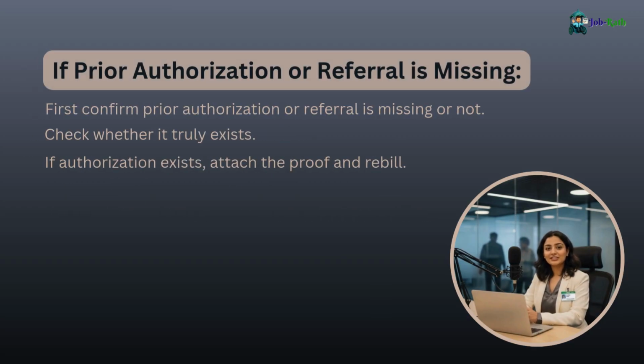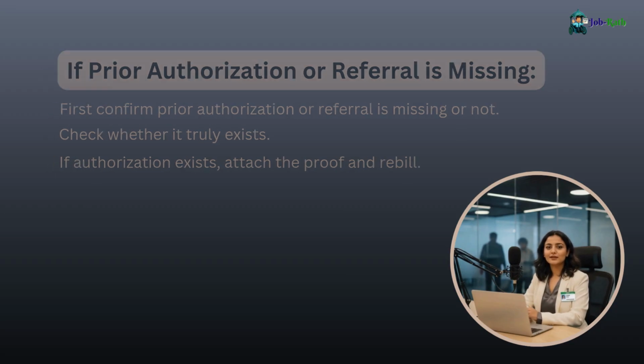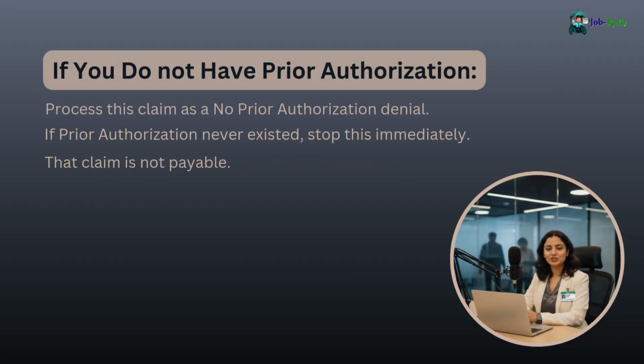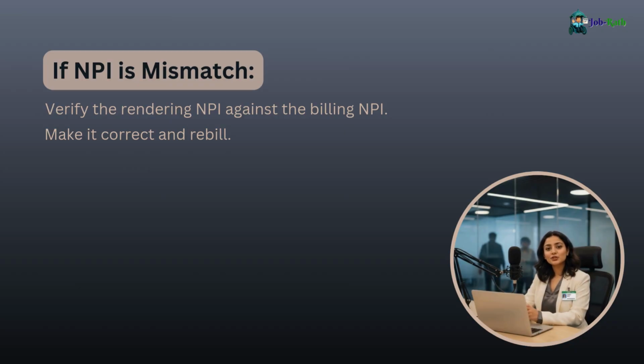If prior authorization or referral is missing, confirm it first. Check whether it truly exists. If authorization exists, attach the proof and rebill. If you do not have prior authorization, process this claim as a no prior authorization denial. But if it never existed, stop immediately. That claim is not payable. For NPI mismatch, always verify the rendering NPI against the billing NPI, because one wrong NPI can hold thousands of dollars. Make it correct and rebill.